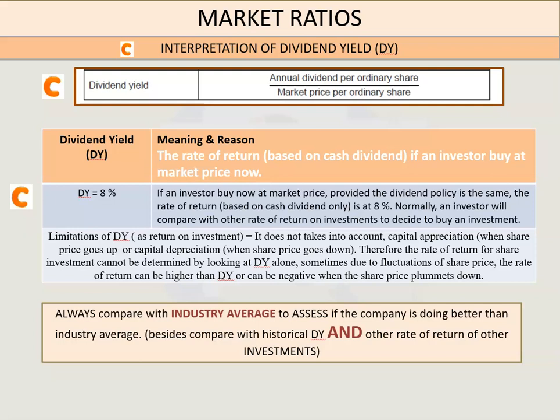Yeah, but there's a limitation of dividend yield. It does not take into account capital appreciation, let's say your share price goes up, or capital depreciation when share price goes down. So you can't just look at the rate of return by looking at dividend yield alone, because sometimes when share prices fluctuate, it can also change your rate of return. You want your share prices to be high, right? But you notice that if the share prices are high, then dividend yield might be affected by the calculation from the formula.